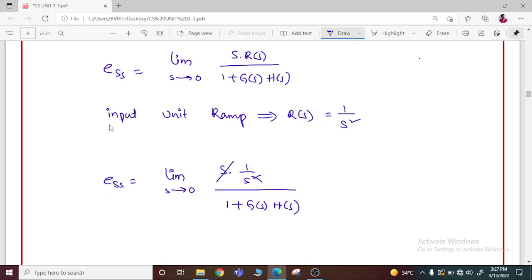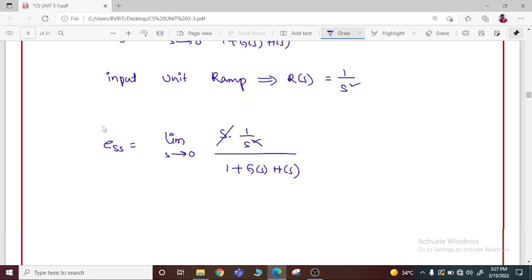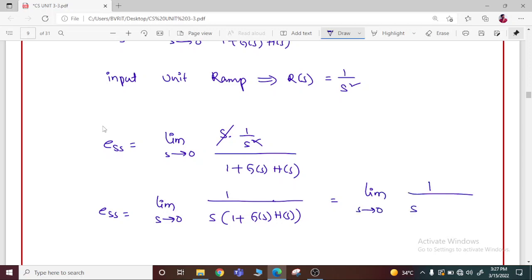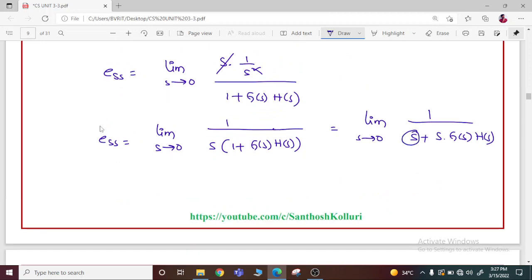This s and this s will get cancelled out, and ESS can be written as limit s tends to 0, 1 by s into 1 plus G of s into H of s. This can be further extended to limit s tends to 0, 1 by s plus s into G of s into H of s. If we apply limits to the denominator function, the s term will become 0. So ESS can be written as 1 by limit s tends to 0, s into G of s into H of s. This is nothing but the velocity error constant.